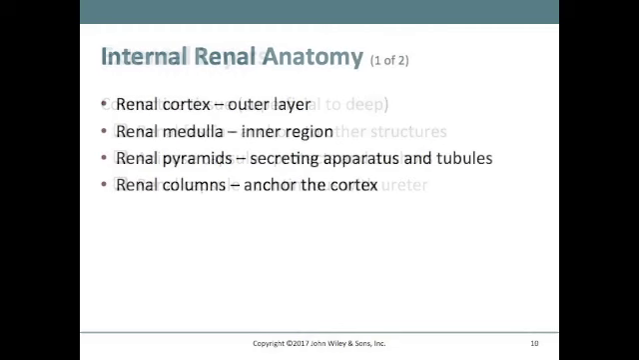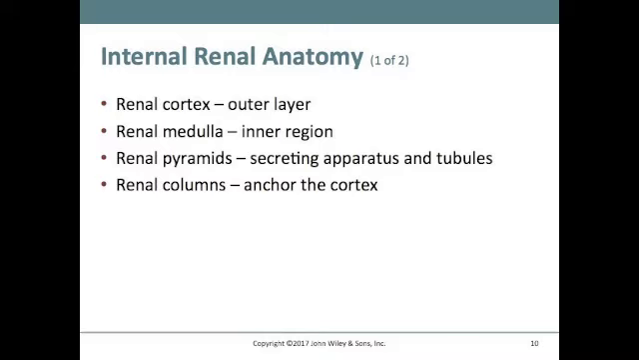Moving on to the internal renal anatomy. If you take a coronal section through the kidney, this will reveal 2 distinct regions: a superficial light red region called the renal cortex, and a deep, darker reddish-brown inner region called the renal medulla. The renal medulla consists of several cone-shaped renal pyramids. The base, or the wider end of each pyramid, faces the renal cortex, and its apex, the narrow end, is called a renal papilla, and this points toward the renal hilum of the kidney.